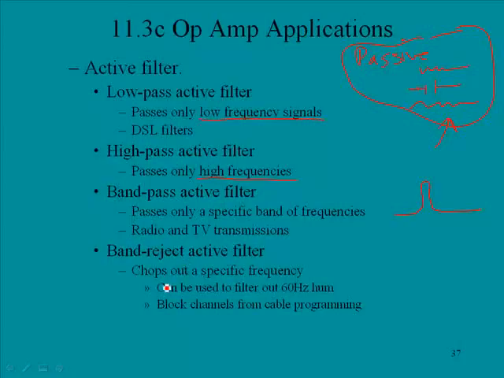Band-reject filters chop out a specific frequency. You might have a band of frequencies where suddenly a certain band is just cut out. They're used to filter out 60 hertz hums. Sometimes they're used in some cable systems to block certain channels.